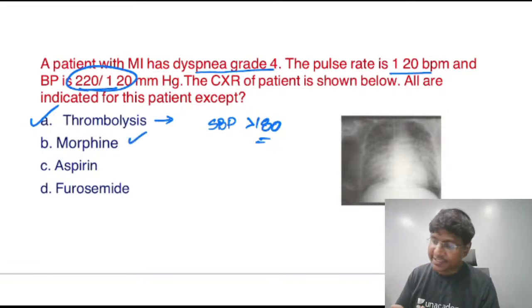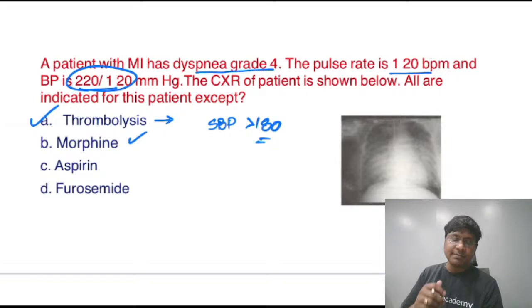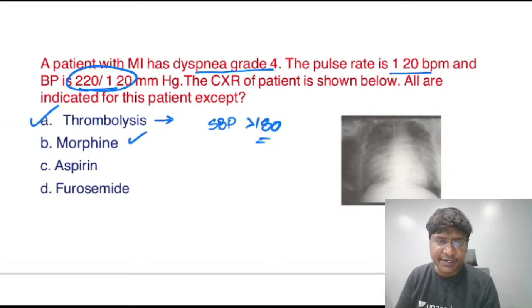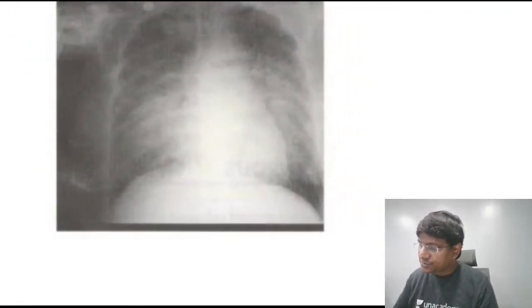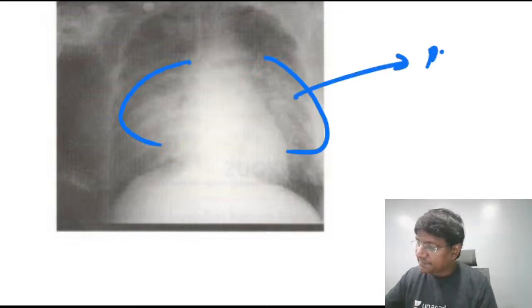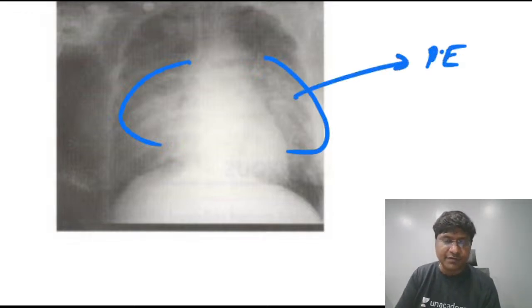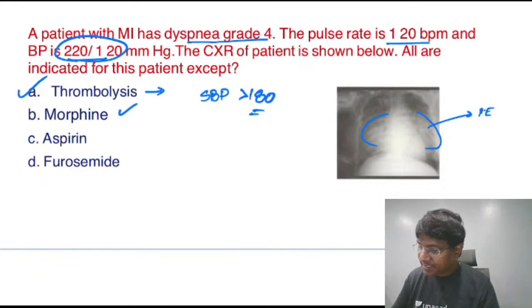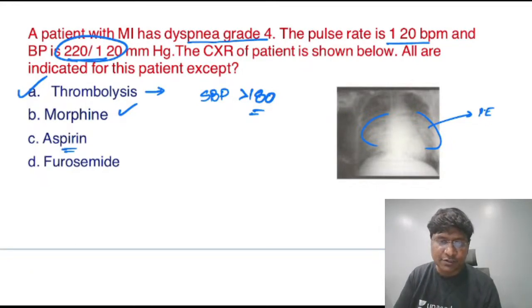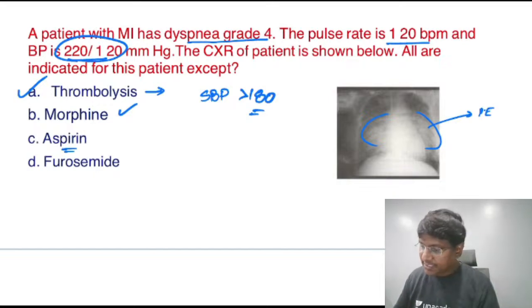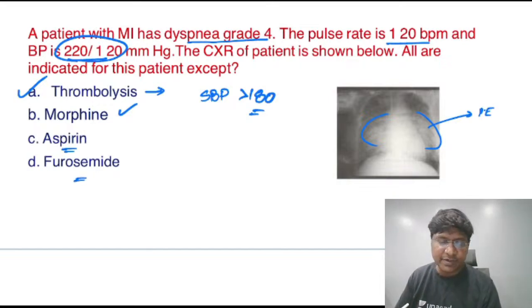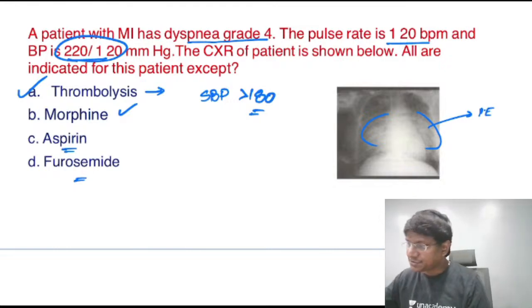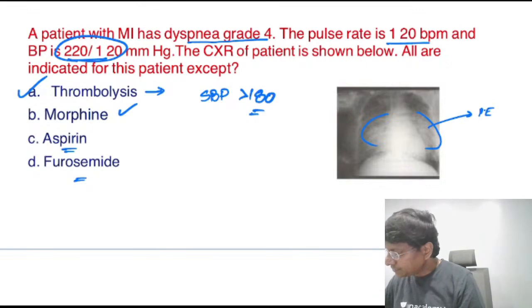Morphine can be given in case of MI because morphine will reduce the preload on the heart and thereby reduce the pulmonary edema. Actually, what is the diagnosis? Here you have this classical bat wing appearance, which is suggestive of pulmonary edema. So morphine can be given comfortably. Aspirin should be given as a part of the treatment for myocardial infarction. And furosemide will reduce the cardiogenic pulmonary edema, so furosemide has to be given in this patient. Now you see the next question.